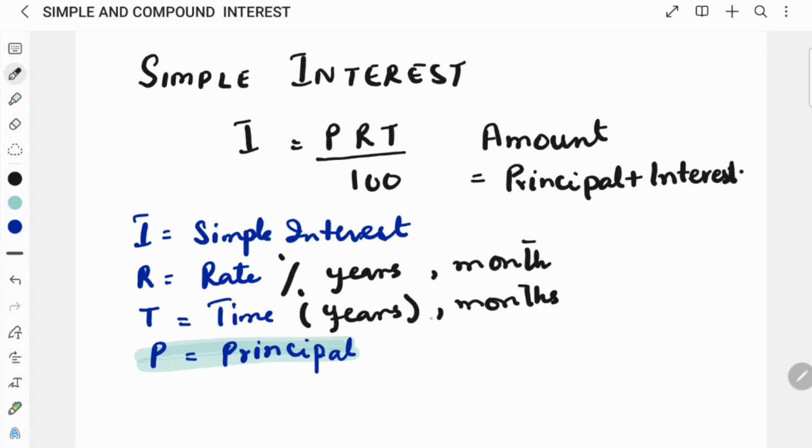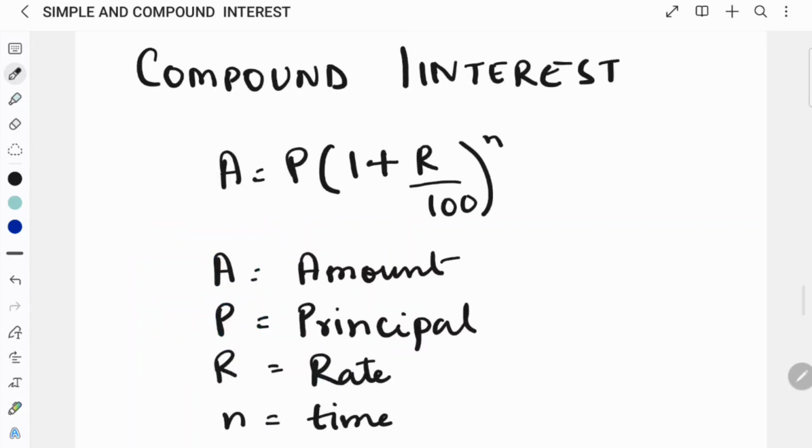Okay, so we are moving to compound interest now. Compound interest is the interest calculated not only on the original amount, the principal, remember, but also on the interest earned in the previous years. It means, for example, if you couldn't pay the interest, then the next time they will add the interest to the principal, and you will have to pay interest on the remaining amount which you couldn't pay.